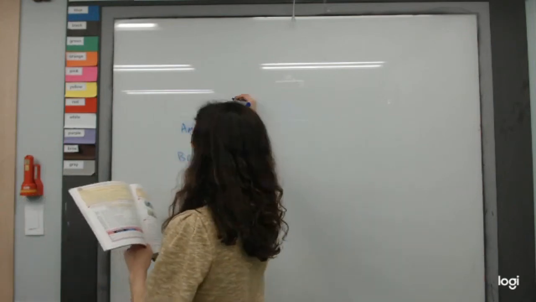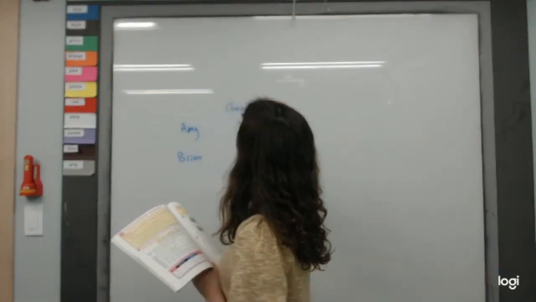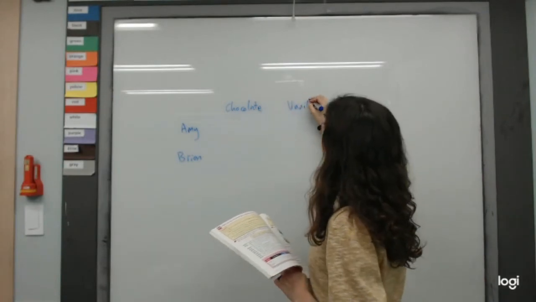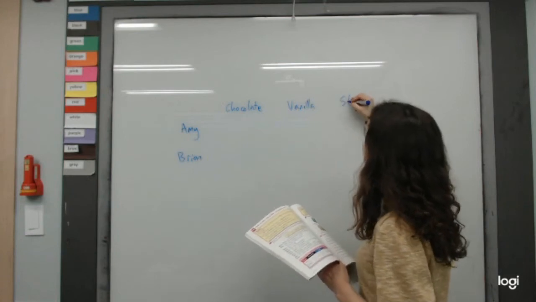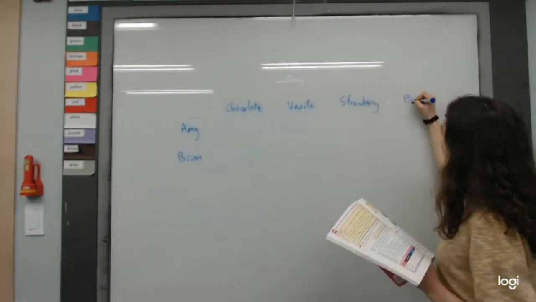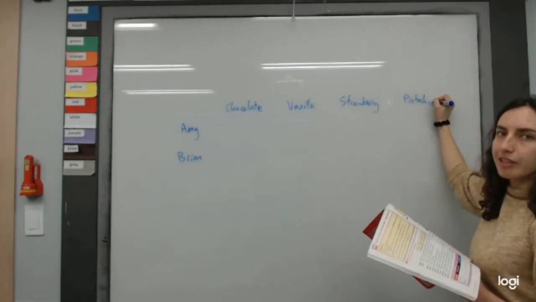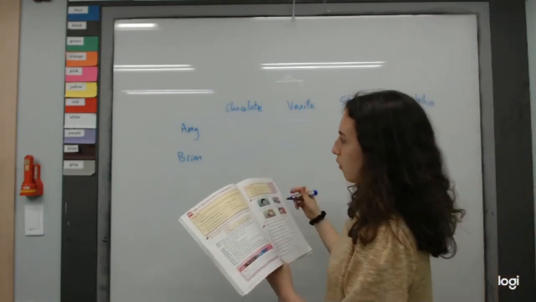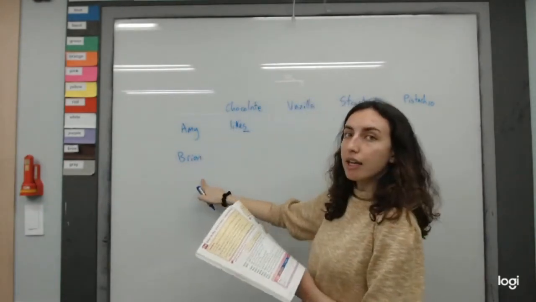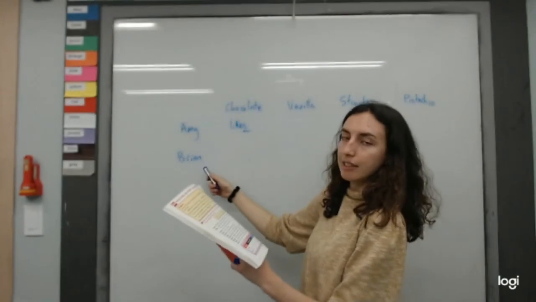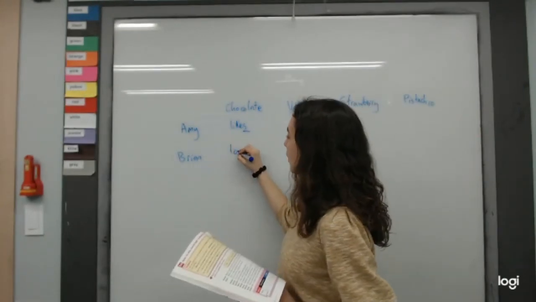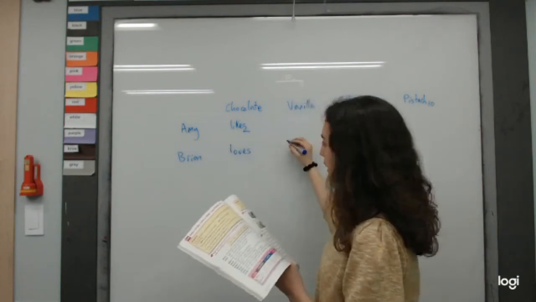We have to choose what flavors Amy and Brian like, love, don't like, hate, okay? And pistachio. Pistachio is a green nut. So first one, Amy likes chocolate. Remember, Amy and Brian are she and he, so both need S. So Amy likes chocolate, Brian loves chocolate.